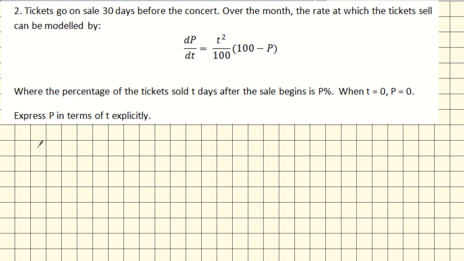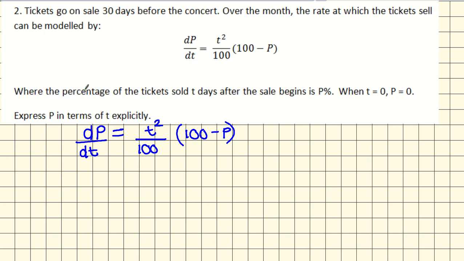This one's not as long as the previous one. Tickets go on sale 30 days before the concert. It's not a lot of time. Over the month, the rate at which the tickets sell can be modelled by this. Before I read the rest of the question, I am going to write that down. So dp over dt equals t squared over 100 bracket 100 minus p.